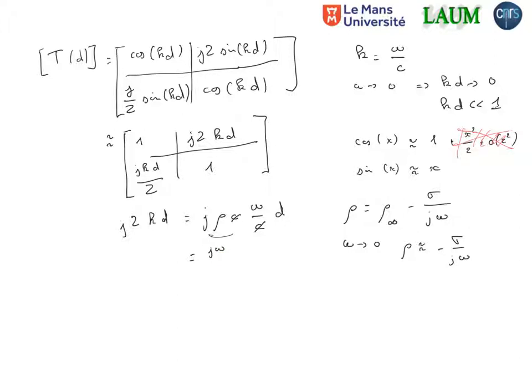Multiplied by minus sigma over j omega multiplied by D. And then, after simplification, this is equal to minus sigma D. Okay, so this is in fact the 1, 2 coefficient here, which is equal to minus sigma D. And for the 2, 1 coefficient, we have j multiplied by k, which is omega over c, multiplied by D, and divided by rho c. So this is rho c squared, which is also the compressibility.